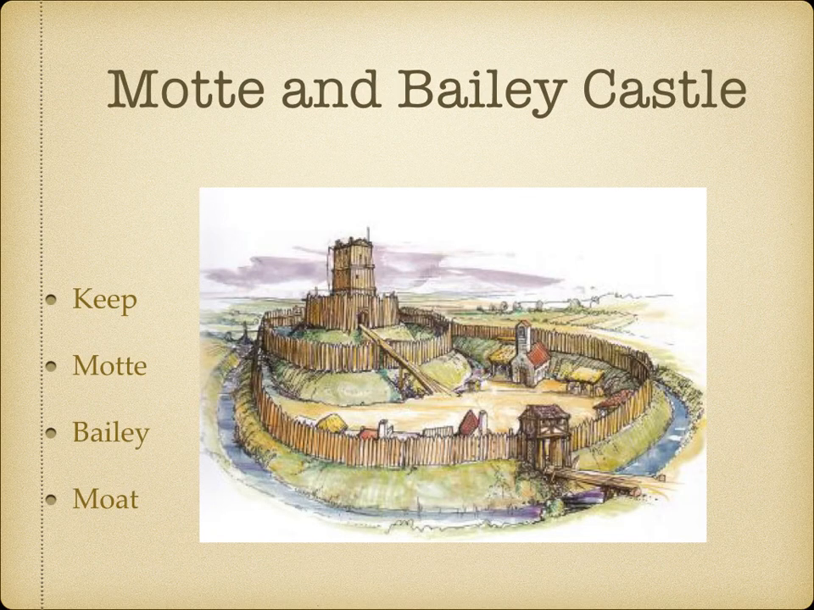Some of the earliest castles were moat and bailey castles that had a keep, which was the main building. Then there was a bailey where other buildings were, and there was usually a moat surrounding the moat and bailey castle with a bridge going across so that you could gain access to it.